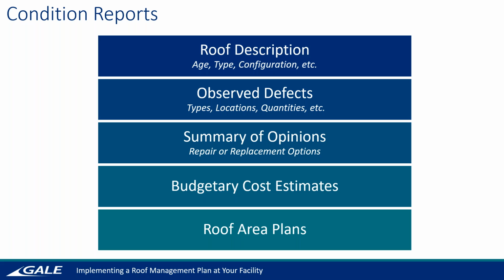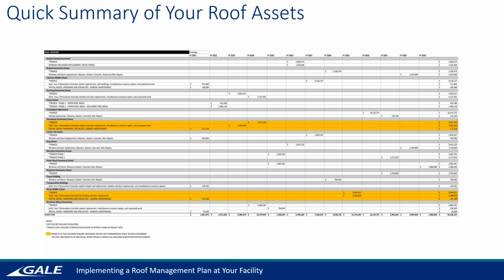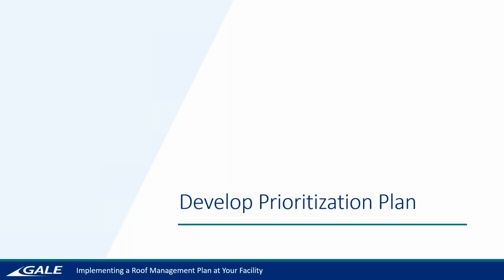That report would have the roof description, the observed defects, the summary of opinions, right? Whether repair or replacement options, which one do you want to do? Budgetary cost estimates, and you have your roof plan area, and you start inputting that all into the summary of the roof areas. You also want to look at developing a priority plan.